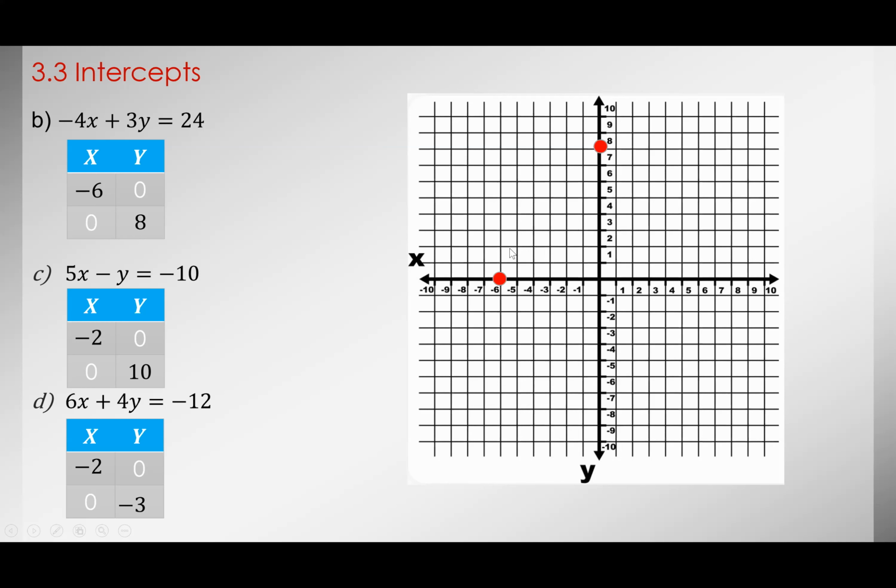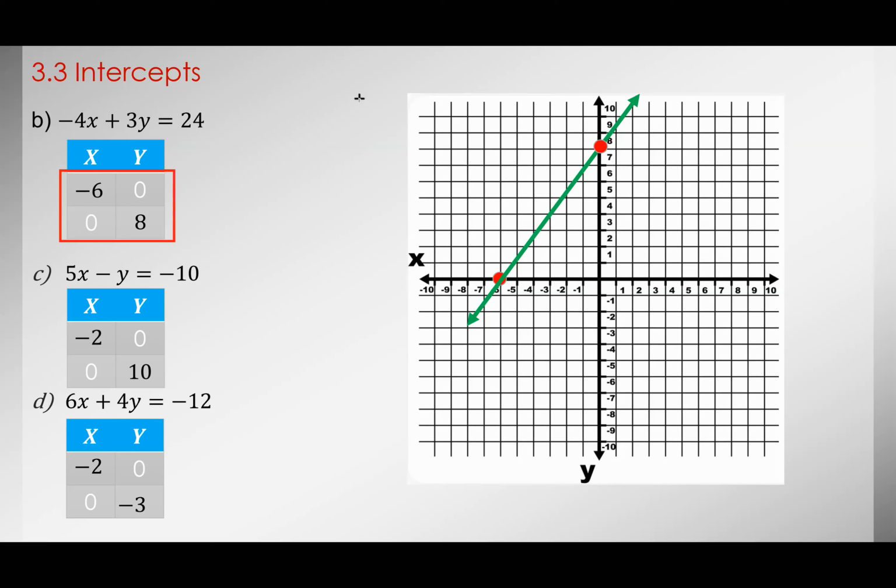So everybody see that this is the X-intercept down here, and this is the Y-intercept. Wherever the line crosses the X, that's the X-intercept, and wherever the line crosses the Y, that is the Y-intercept. So everybody agree that this is my graph for B. -6, 0 down here, 0, 8 up here, and all I need to do is connect the dots. Okay. So question would be how you take this table and put it on your graph.